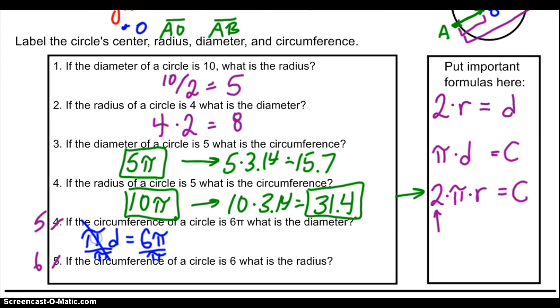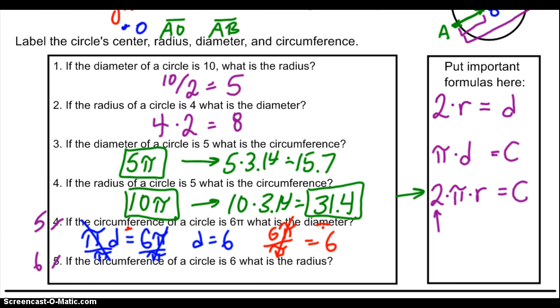So the pi's cancel out, and the pi's actually also cancel out on that side. So my diameter in this case is 6. If you want to do this a little bit faster, you can just think, to go from diameter to circumference, I have to multiply by pi. So to go from circumference back to diameter, I have to divide by pi. 6 pi divided by pi. Well, the pi's cancel out, and I'm left with just 6.